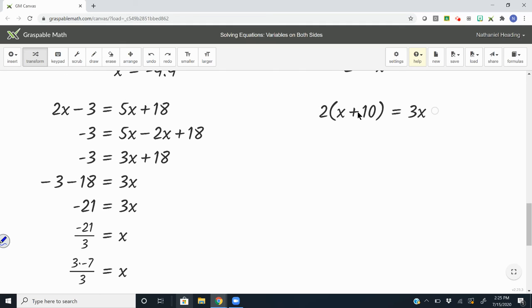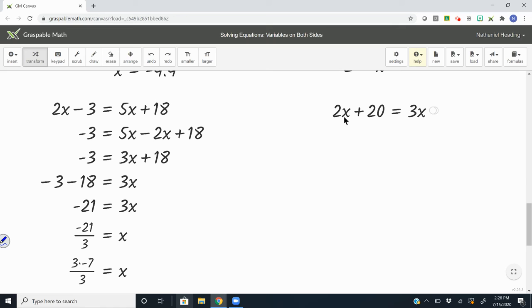So try this last one. Go ahead and pause the video and see if you can do it. All right, so since I see my parentheses, I'm going to start with distributing. So I distribute my 2.